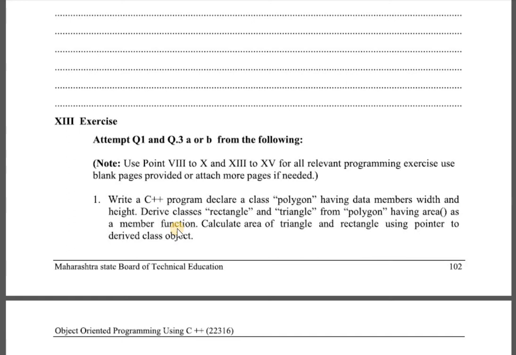Okay. Here is one class, polygon. Polygon is a base class. What are the derived classes? Rectangle and triangle. And here we want to find the area of rectangle and area of triangle by using the pointer to derived class concept. Let's see the program.